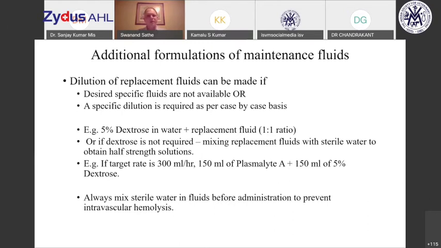Also make sure that you always mix sterile water with fluids before administering. Do not administer sterile water directly intravenously because that can cause hemolysis due to its hypotonicity.